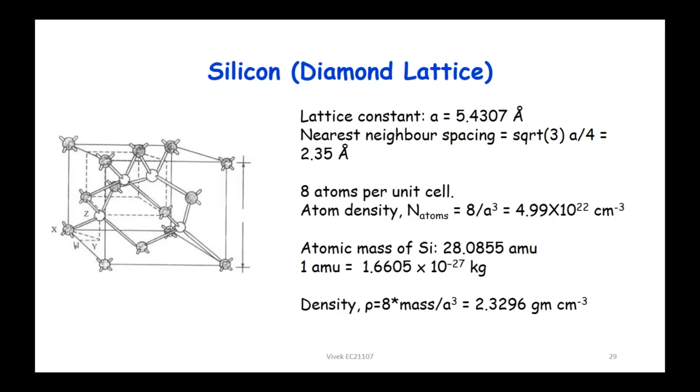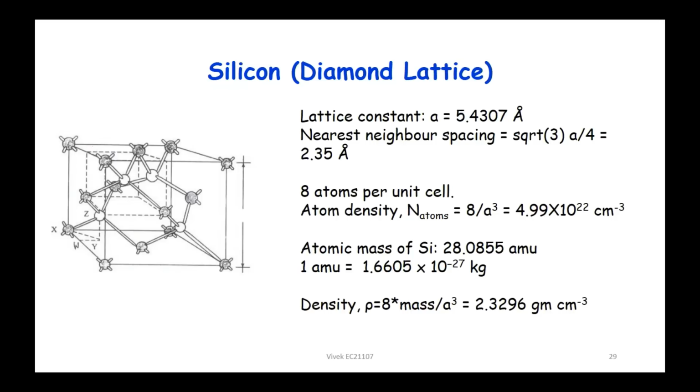So the atom density will be the number of atoms in a volume. There will be 8 atoms, and the volume of the cell is a cube. So that comes out to be around 4.99 times 10 raised to power 22 per cubic centimeter. Although the SI unit is per cubic meter, in semiconductors we usually deal with per cubic centimeter, so that will be kind of consistent.